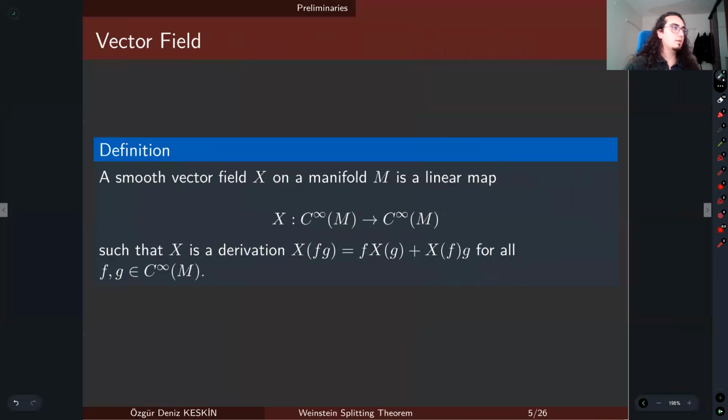And then we need to define vector fields. There are a few definitions of vector fields, but this one is the most suitable one for me. We think of a vector field X on a manifold as a linear map on C infinity functions on M. But it also has to satisfy the Leibniz rule, which means vector fields must also be a derivation.